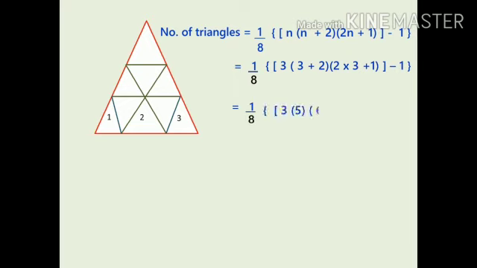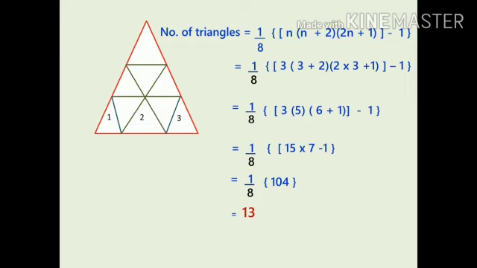So first we have to solve inside the bracket. So we will get 1 by 8 into 3 into 5 into 6 plus 1, minus 1. So we will get 1 by 8 into 15 into 7, minus 1. 15 into 7 is 105. 105 minus 1 is 104. So 104 divided by 8 equal to 13. So the total number of triangles in this image equal to 13.